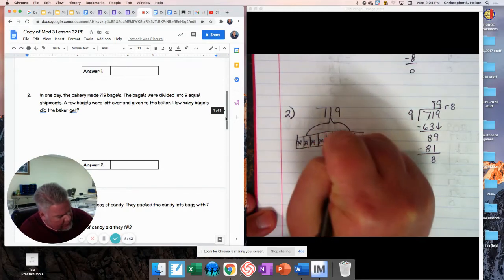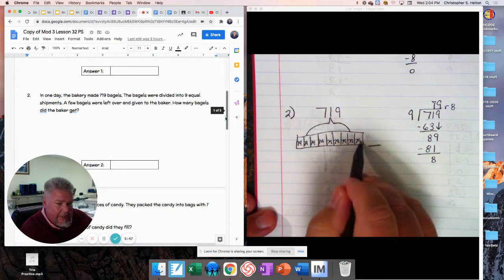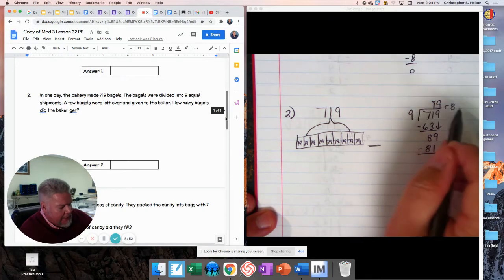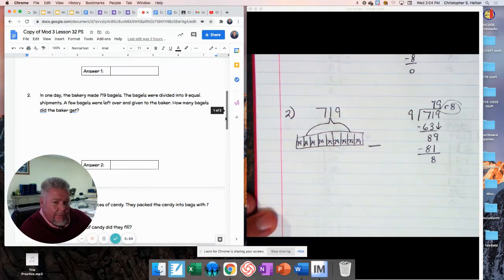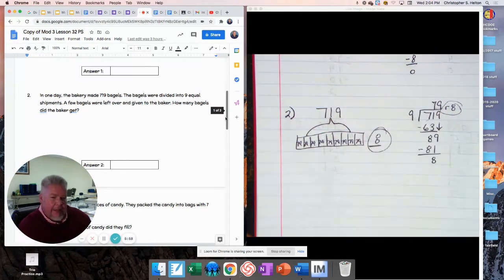But that's not what the question is asking, is it? It says after there were 79 in each equal shipment, there was some number left over that the baker got. How many were left over? We had a remainder of 8. So the baker got 8 bagels.